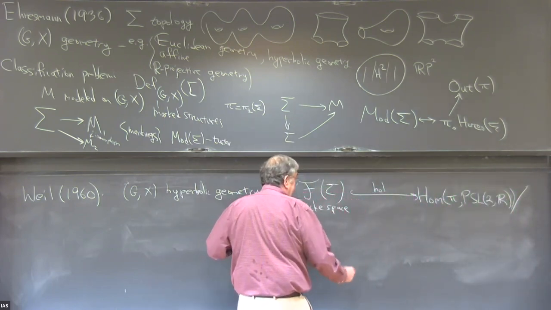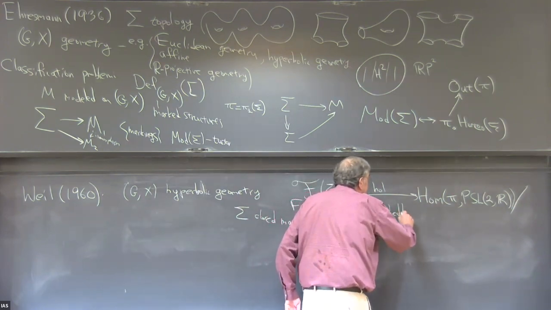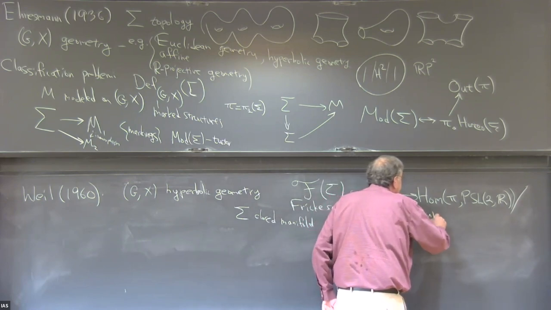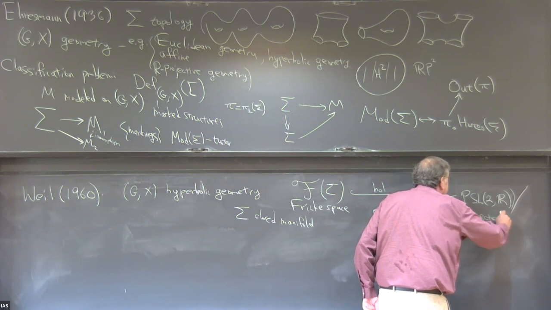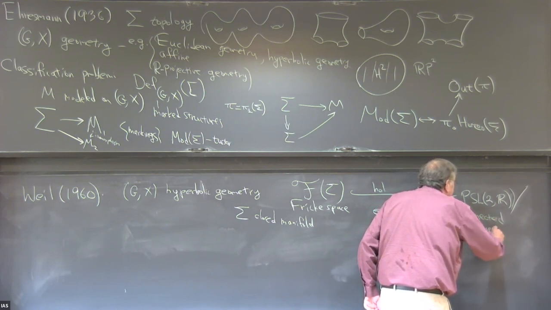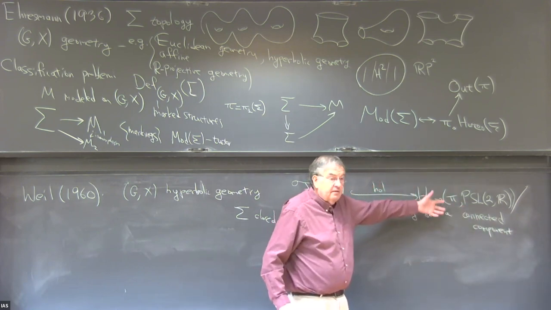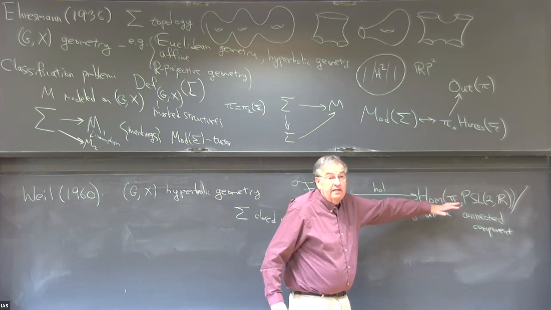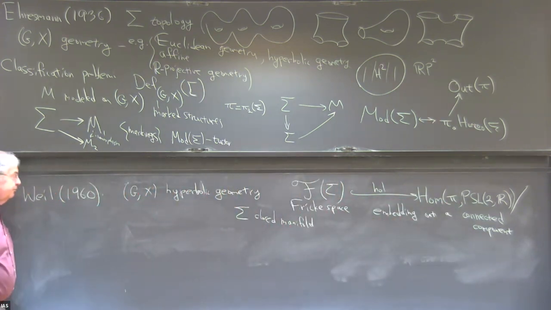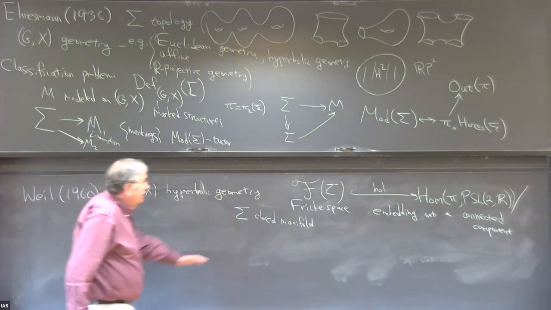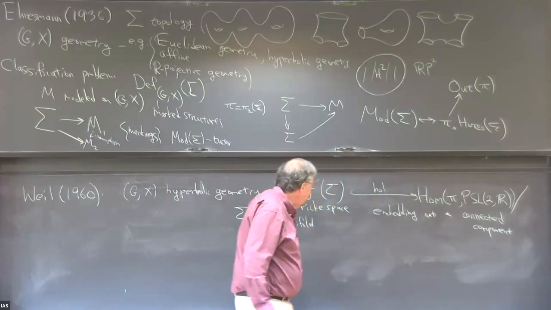So this is an embedding onto a connected component. The topology on the space of homomorphisms has the structure of an algebraic set, but I want to take the classical topology, the Hausdorff topology, rather than the Zariski topology. Okay, so the Fricke space is a nice subset inside the character variety.